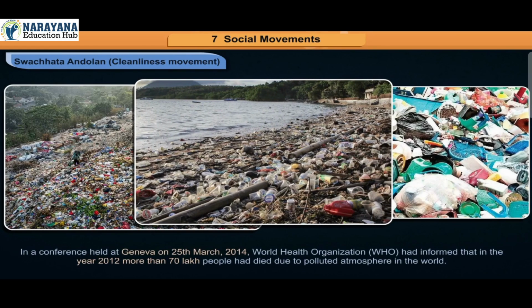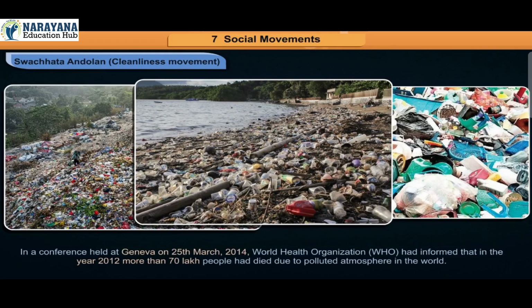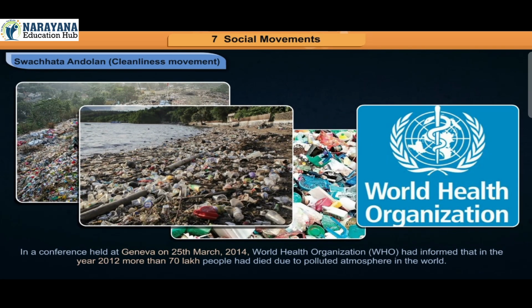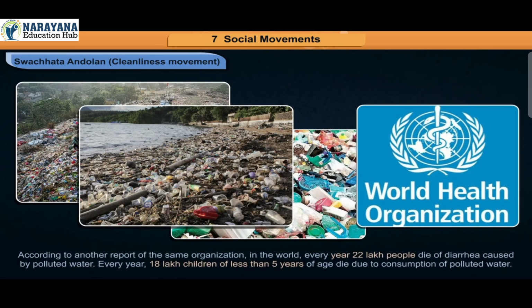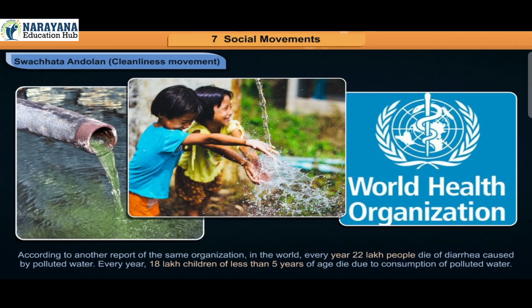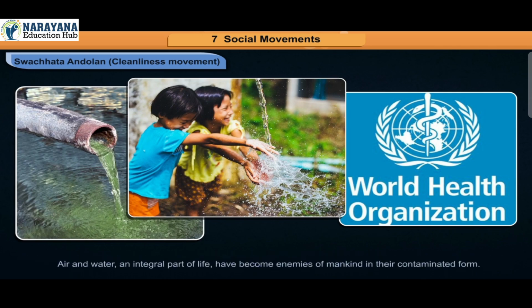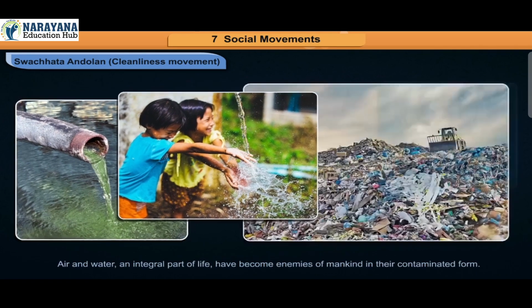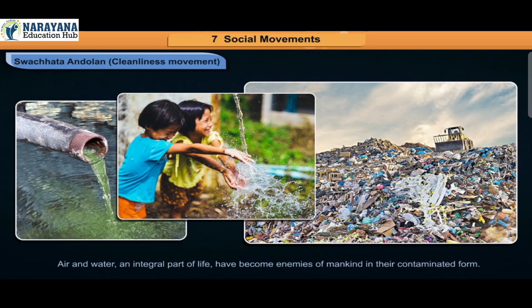In a conference held at Geneva on 25th March 2014, the World Health Organization, that is WHO, informed that in the year 2012, more than 70 lakh people had died due to polluted atmosphere in the world. According to another report of the same organization, every year 22 lakh people in the world die of diarrhea caused by polluted water. Every year, 18 lakh children under 5 years of age die due to consumption of polluted water. Air and water, an integral part of life, have become enemies of mankind in their contaminated form.